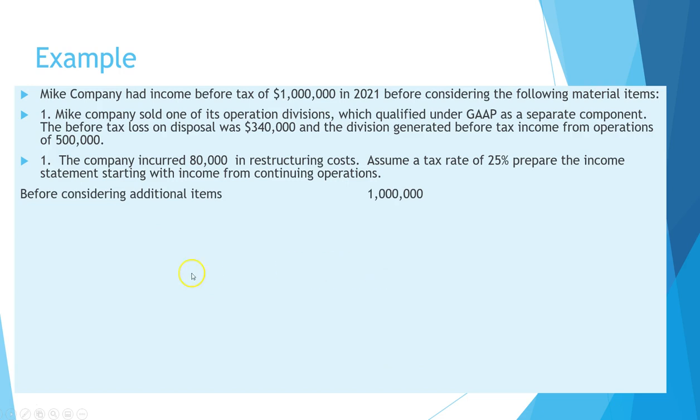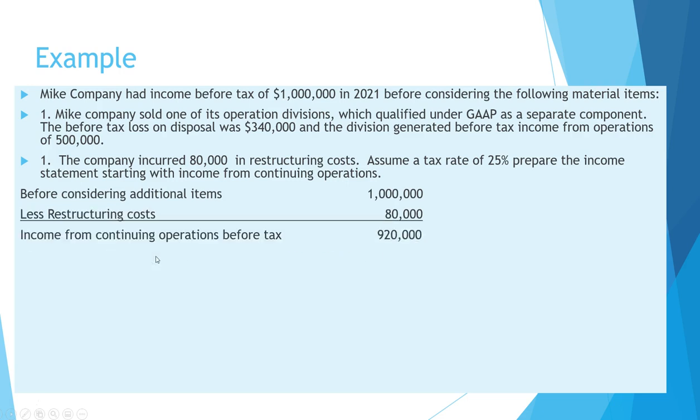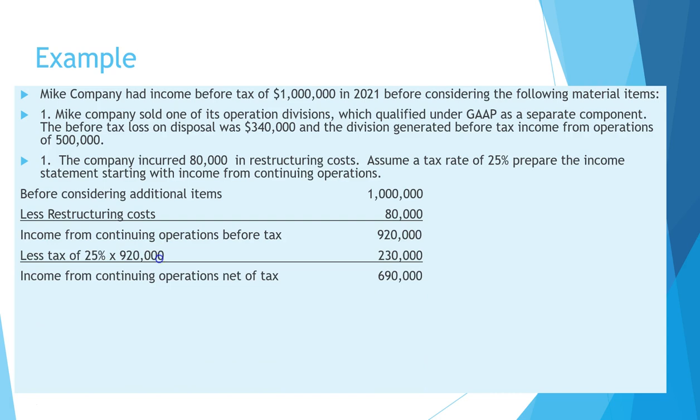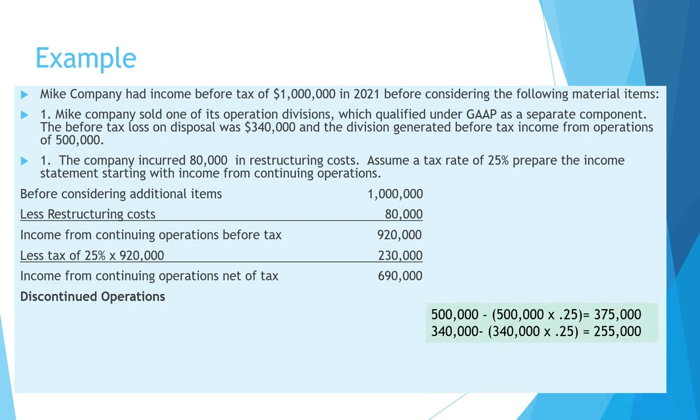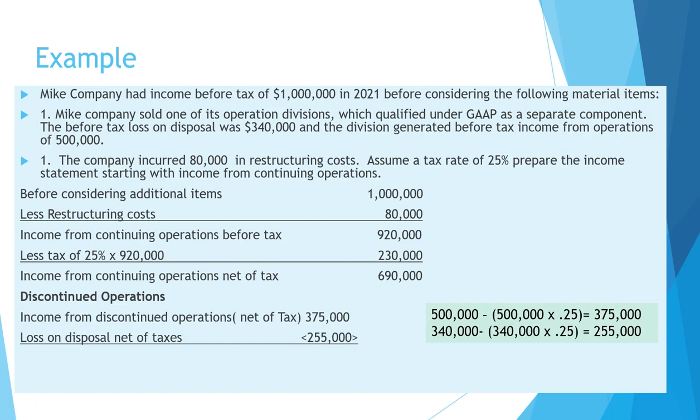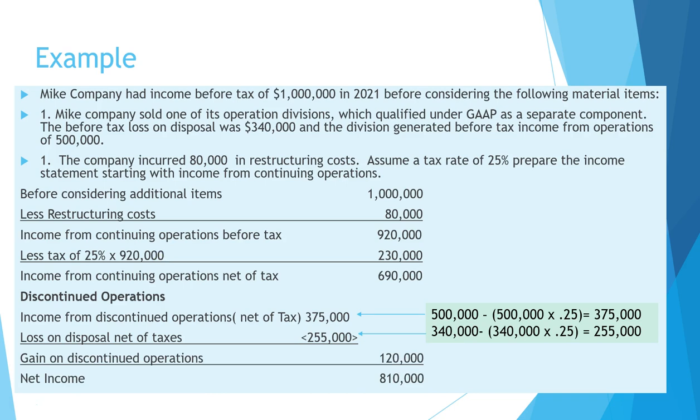Okay, before considering additional items, we have to adjust for the restructuring costs, because that would be income from continuing operations, and then we would take away our tax, and that would give us income from continuing operations net of tax. Then we would show our discontinued operations net of tax, and I show you how I do my calculations there off on the right. And now we have net income if we don't have any other comprehensive income items.